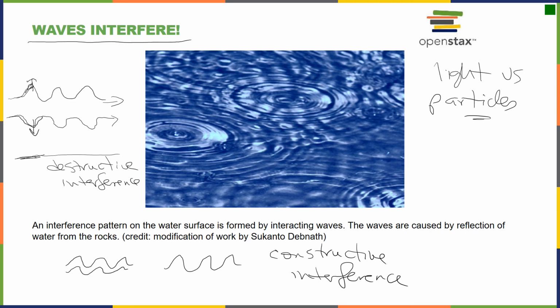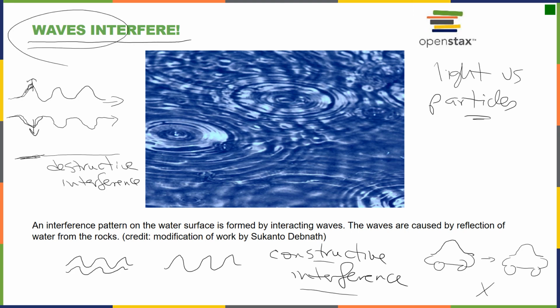Now, particles do not do this. If particles underwent constructive and destructive interference, it would mean that if you take, and you're going to have to forgive my drawing, a car going in one direction and you hit it with a car going in another direction, that instead of having a car accident, you would either make 0 cars or you would make great big cars. And we know that doesn't happen. Particles do not undergo constructive and destructive interference. That is only waves, and they interfere.